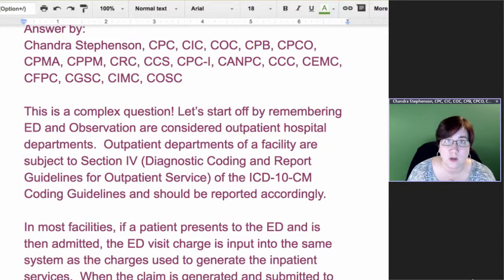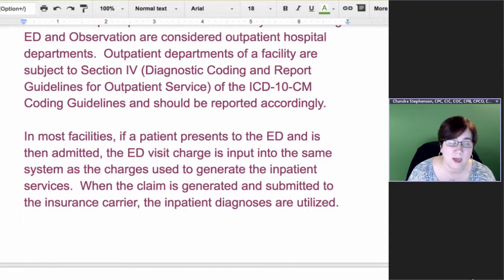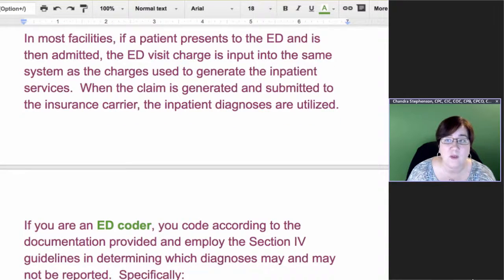Those are the guidelines for diagnostic coding and reporting guidelines for outpatient services. And according to that, if we'll scroll up just a little bit farther, most facilities, just to give you an idea of what happens in most facilities, if a patient presents to the emergency room, those emergency room charges are entered into the system, and guess what? They actually get put into the same system, if you will, as the charges that are used to generate your inpatient claim. So if we have a patient come into the ER, whether they're discharged and sent home or admitted to the inpatient facility, they get put into the hospital billing system. And so do the inpatient charges if the patient is admitted.